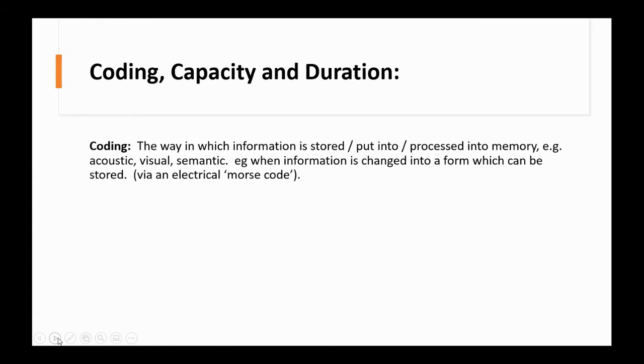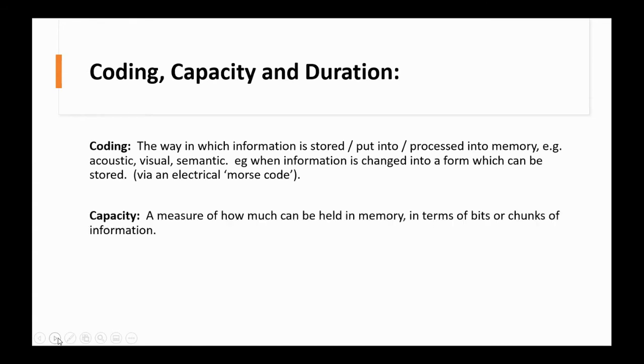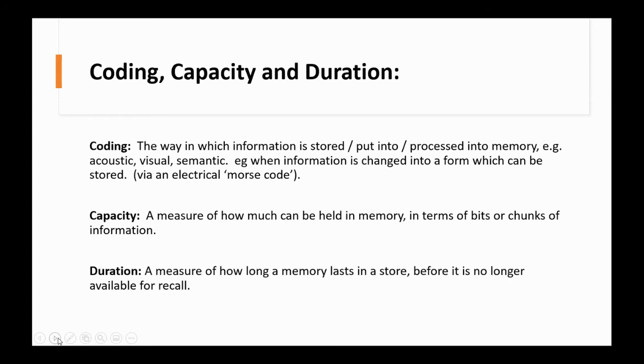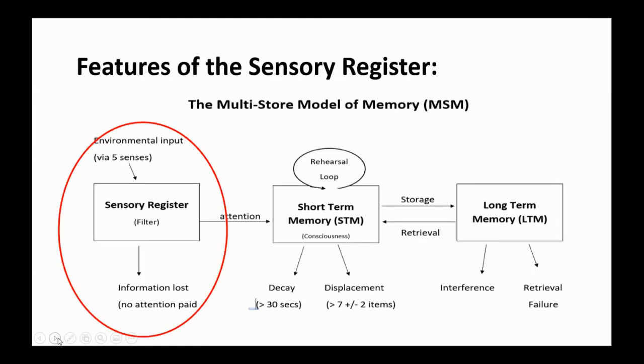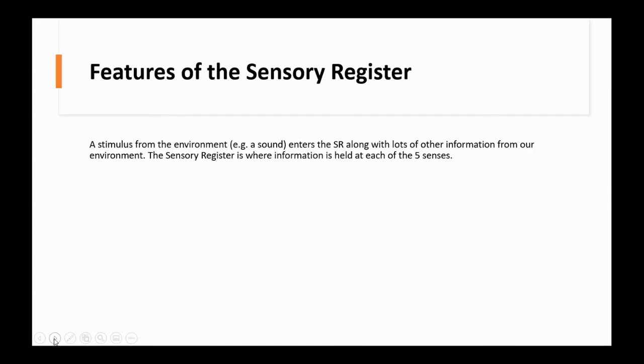Coding or encoding is the way that information is stored or processed. Capacity is how much you can hold, and duration is how long you can retain that information for. There's research into all 3 of these areas. In terms of the sensory register, that's where information is encoded in the first place.